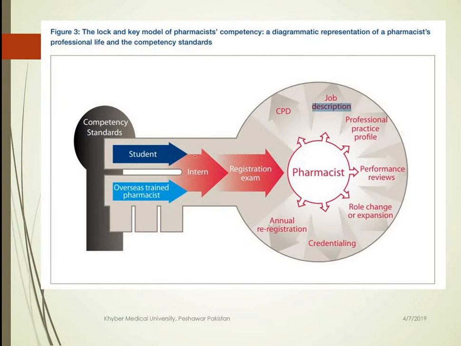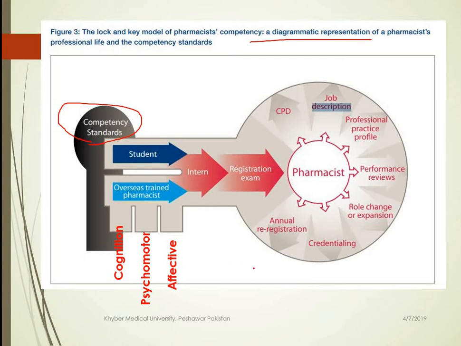This is a lock and key model that I have taken from perhaps the Australian pharmacy examination board booklet, and they have proposed the key model for setting the standard for competency. But I have modified that slightly. This one edge is related to cognition, the other dent is related to psychomotor skills, and the third dent is related to the affective domain.